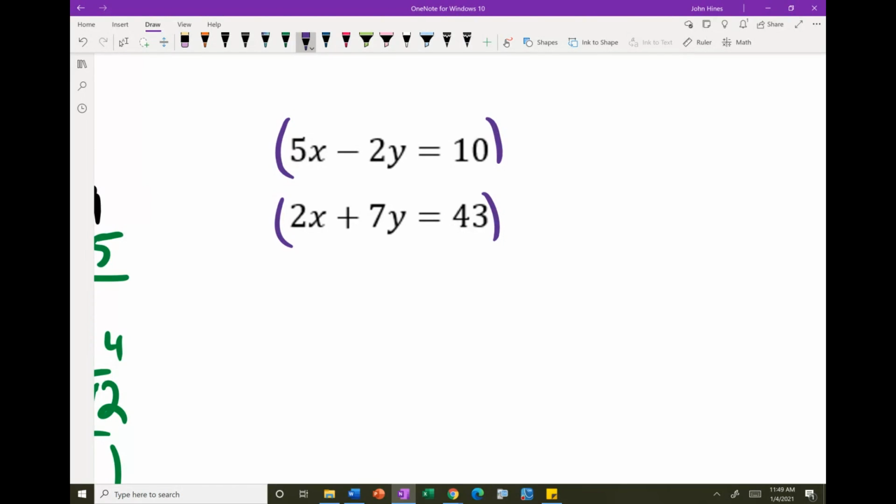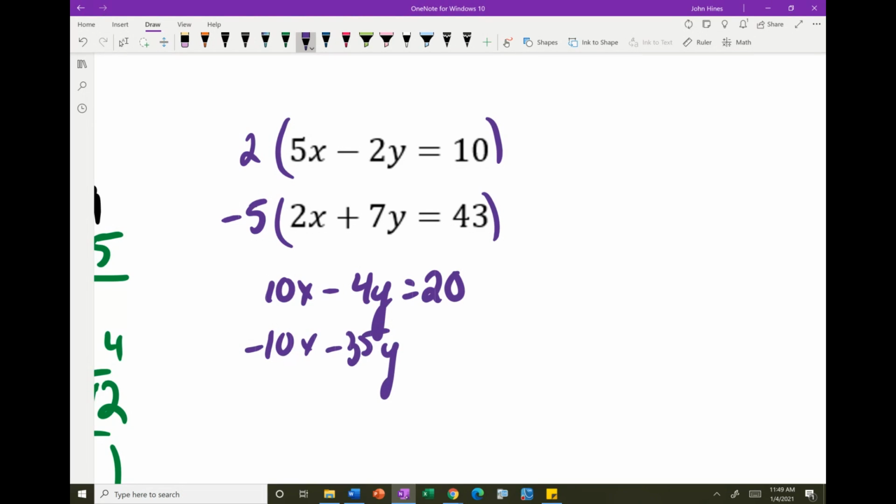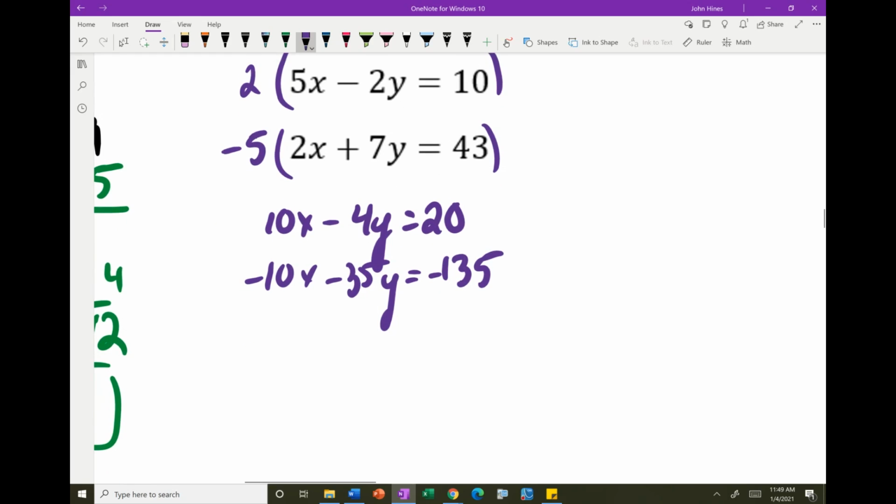But you have to make sure that you can scale them up to the same number, and one of them's got to be opposite. I'll deal with 5 and 2. So I'll make that 10. And I'll make this one -10. Doesn't matter where you put the negative. One of them's got to be negative, so they're opposites. But in this case, you have to multiply both of them. So top equation, times 2, times 2, times 2, times -5, times -5, oh boy, times -5. Yes, I did that right.